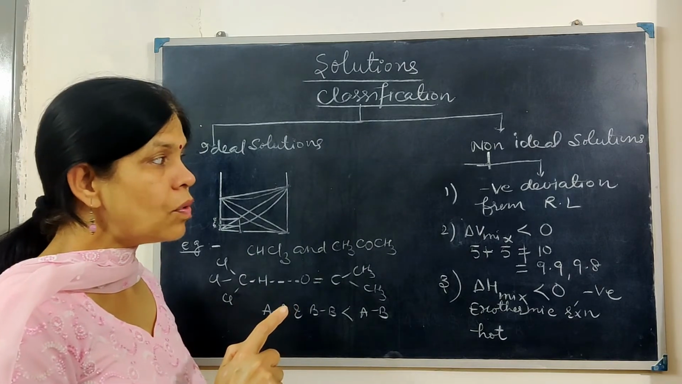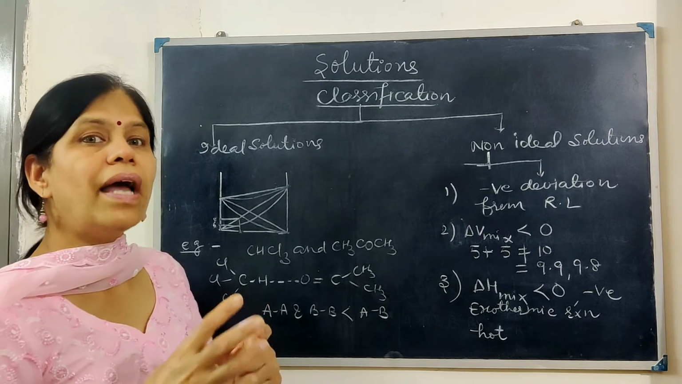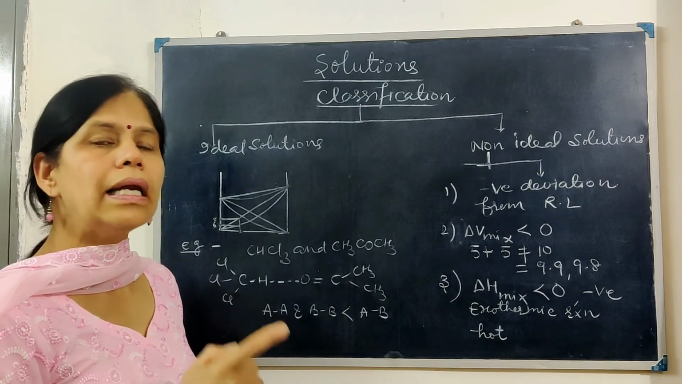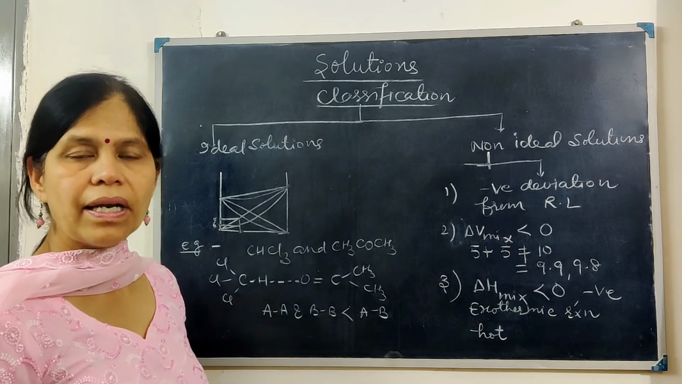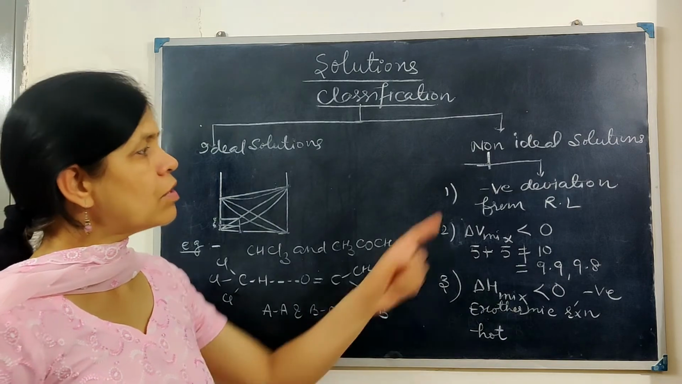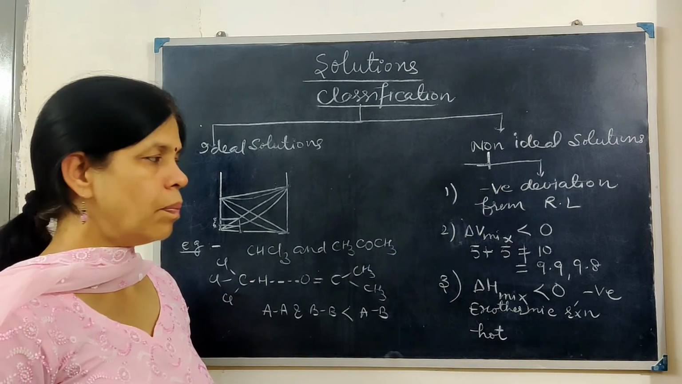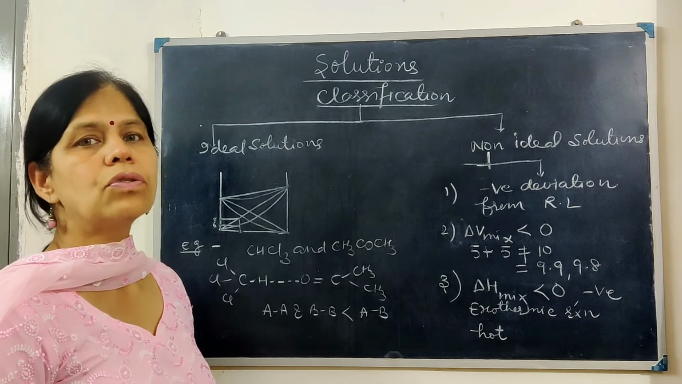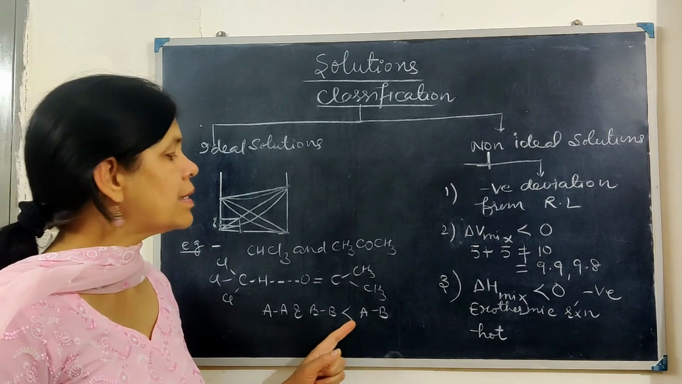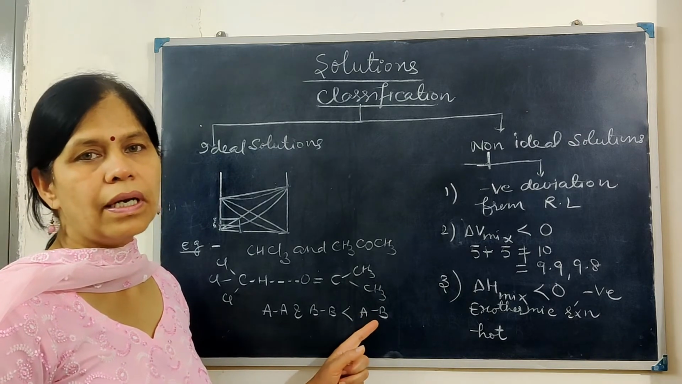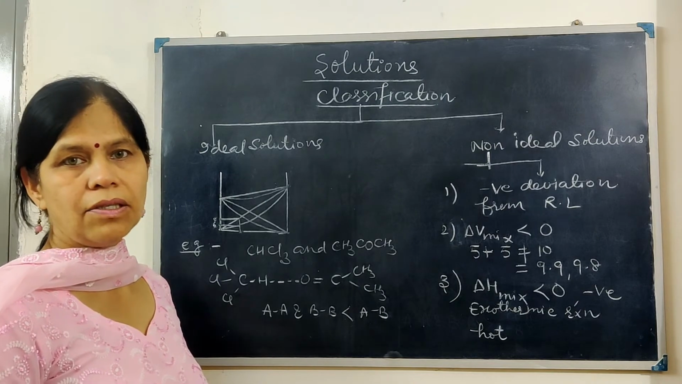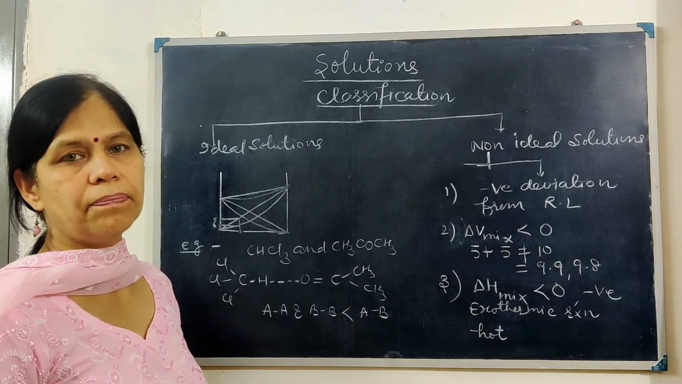Why does it happen so? Positive, because the final forces of attraction which are formed between solvent and solute are less than the solvent-solvent and solute-solute forces of attraction. And in case of negative deviation, it is the opposite. That is, solvent-solvent and solute-solute interaction is actually less than the solvent-solute interaction. So finally, forces of attraction are greater. So escaping tendency decreases and vapor pressure also decreases.